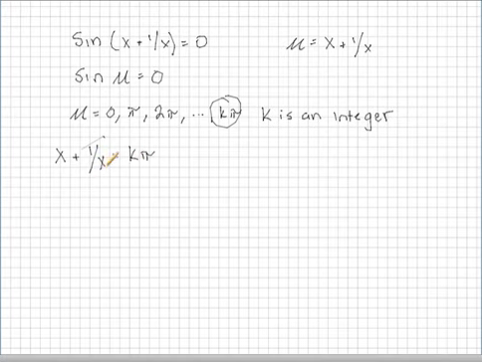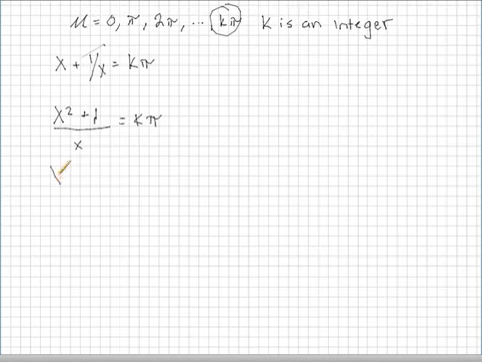I want to go ahead and get this x out of the denominator here so we can get a least common denominator. I'm going to multiply by x on both sides here so that I end up with x squared up here plus 1, and this is of course all over x, my LCD, and that's equal to k pi. Then I can just go ahead and cross multiply, so that I get k pi x on the other side.